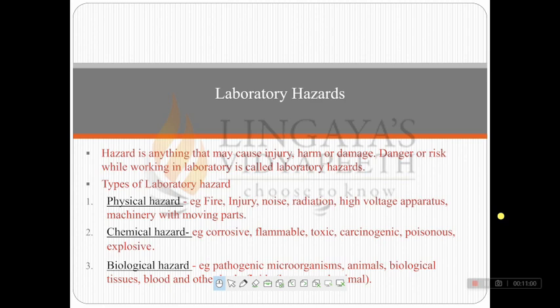Third type of hazard is a biological hazard that can be caused by pathogenic microorganisms, animals, biological tissues, blood, and other body fluids. So any kind of hazard that is caused by any kind of bacteria, virus, protozoa, fungi, animal, or biological tissues, or the spilling or mishandling of any kind of sample comes under the biological hazard.